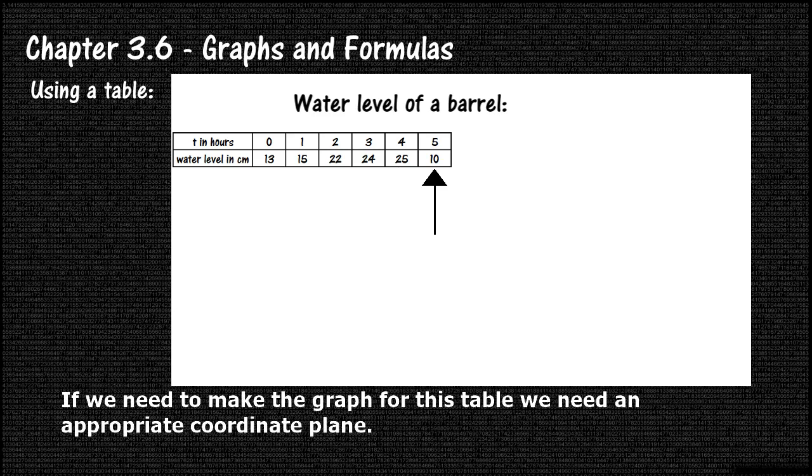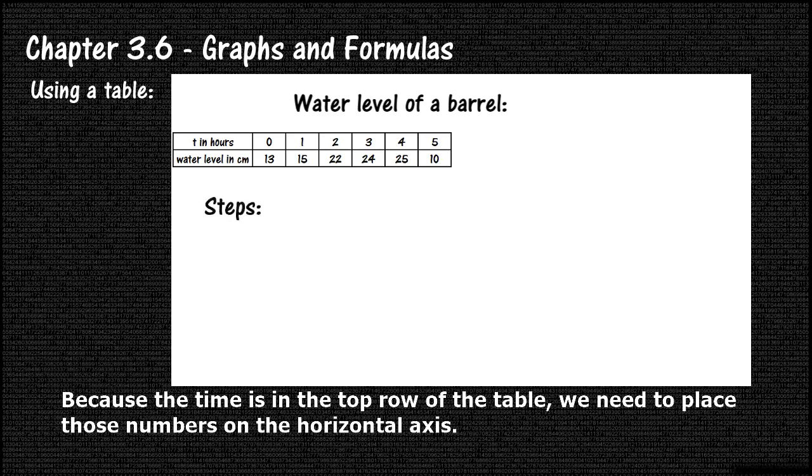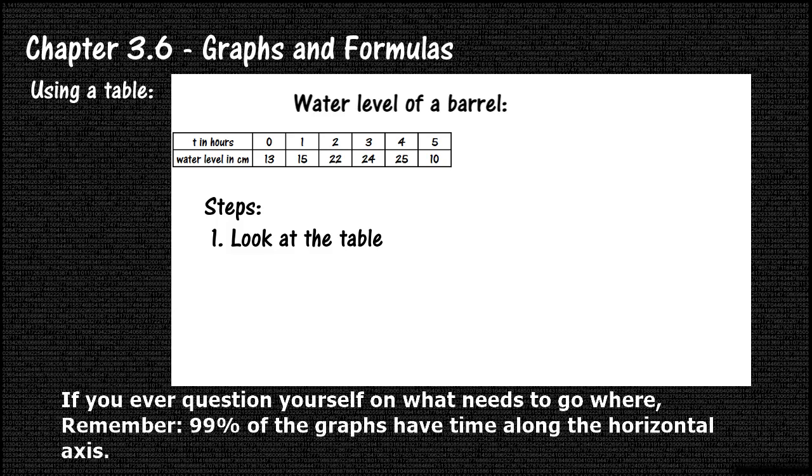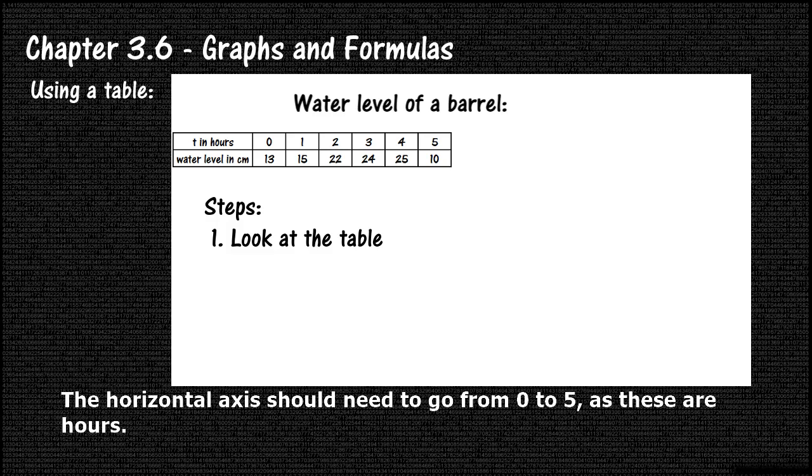If we need to make a graph for this table, we need an appropriate coordinate plane. Because the time is on the top row of the table, we need to place those numbers along the horizontal axis, and the water level will be written along the vertical axis. That's because the water level is dependent on the time. If you ever question yourself on what needs to go where, remember 99% of the graphs have time along the horizontal axis. The horizontal axis should go from 0 to 5, as these are the hours.